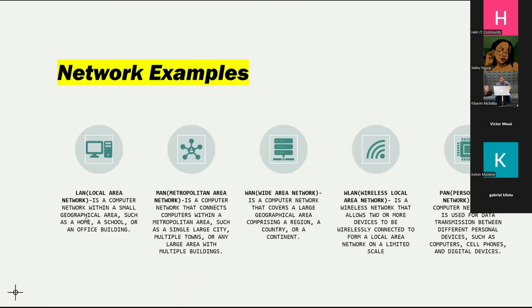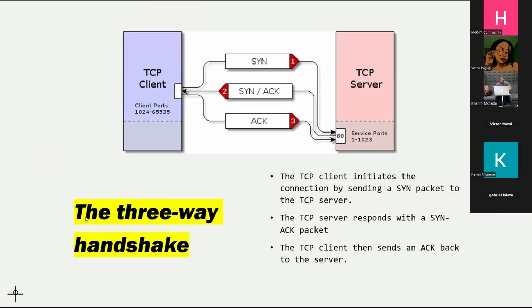And then I gave brief examples of networks. Examples are the local area network, metropolitan area network, and wide area network, and then the wireless local area network, and then the personal area network. I think I'll brush through so that we can have questions because I've already uploaded the video on YouTube.